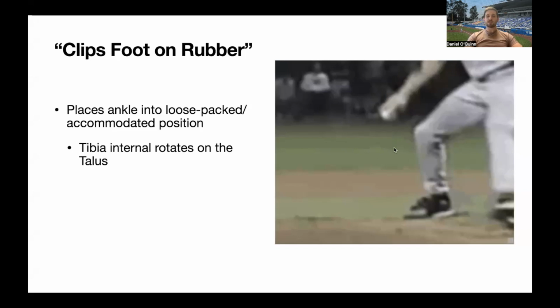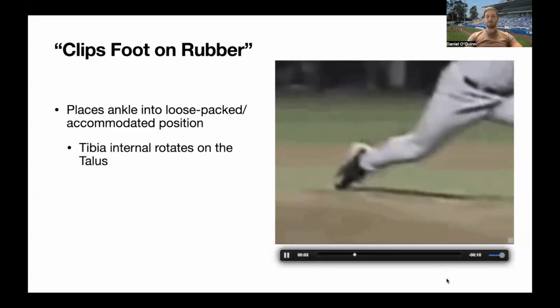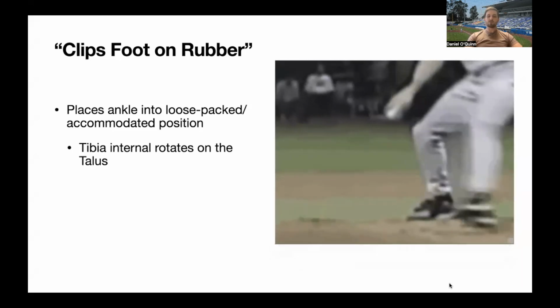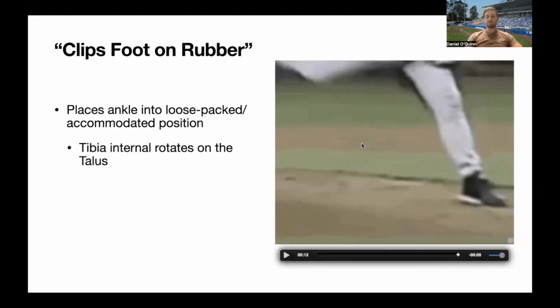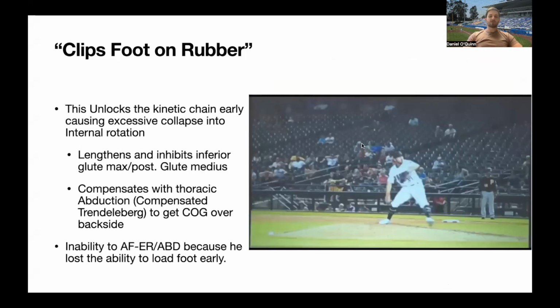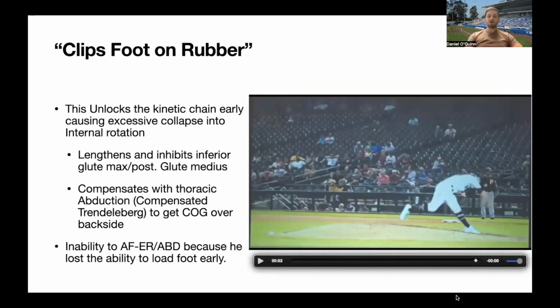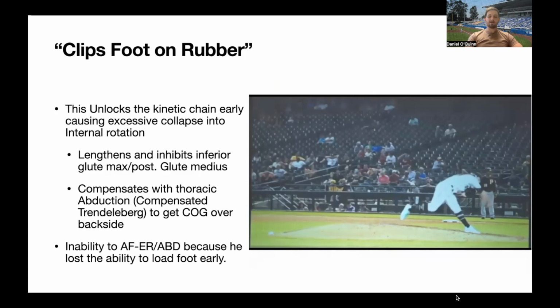Here's a small clip, kind of zoomed in on his foot. If you notice, he's going to place his ankle into a loose packed accommodated position where the tibia internally rotates on the talus. And you can see as soon as he has to push off, his knee collapses. When he does this, it's just going to unlock that entire kinetic chain early, causing excessive collapse into internal rotation. This is going to lengthen and inhibit inferior glute max and posterior glute medius. This is going to compensate with thoracic abduction, a compensated Trendelenburg, to get the center of gravity over the backside. This guy has the inability to AF, ER, and abduct because he lost the ability to load his foot early.